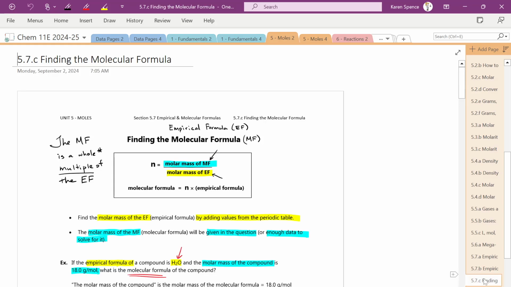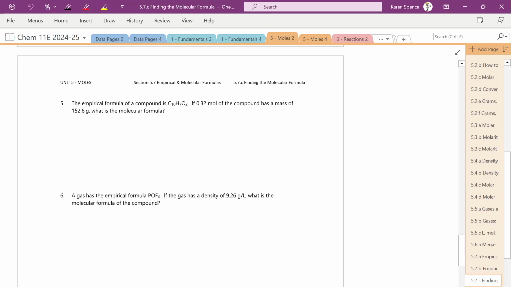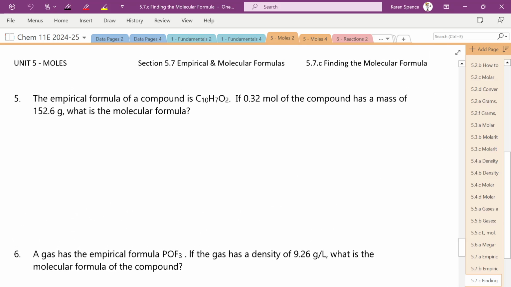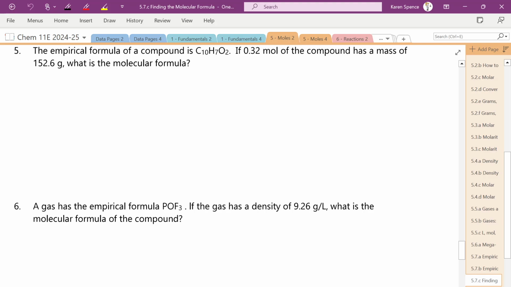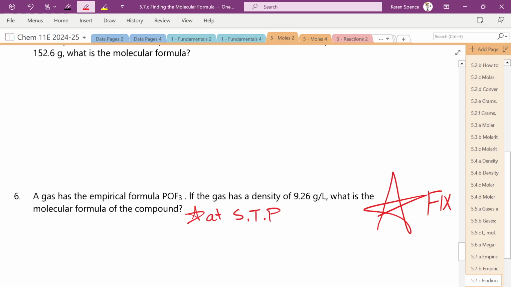On page 116, number 6, you know what? I should have written that it is at STP, but you can make that assumption because otherwise the question's not doable. Okay, so I need to fix that and put that at STP. Thank you for that.